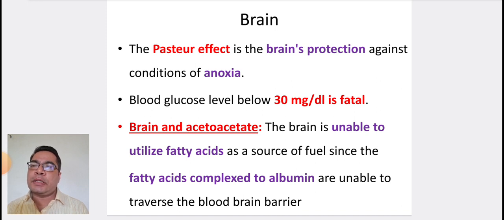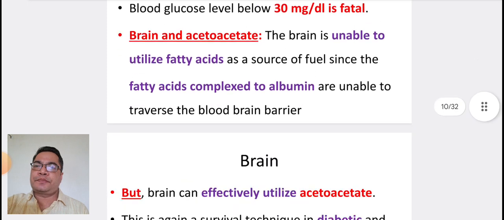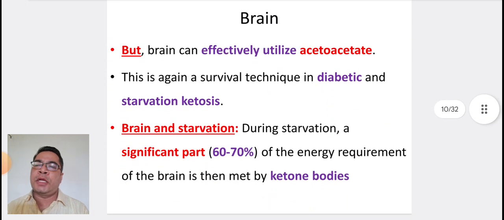Coming to brain and acetoacetate. The brain is unable to utilize fatty acid as a source of fuel since the fatty acids complexed to albumin are unable to traverse the blood-brain barrier. But brain can effectively utilize acetoacetate. This is again a survival technique in diabetic and starvation ketosis.